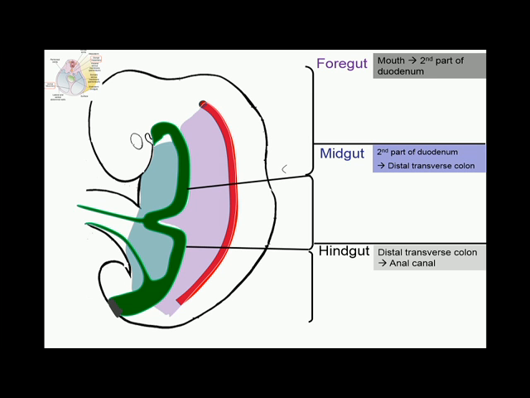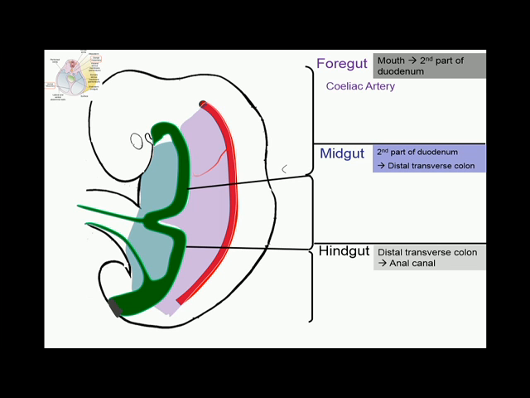So ascending colon developed from what? Yes? Midgut. So up to the distal transverse colon is midgut. So ascending colon, cecum, appendix, they are all developed from the midgut. Okay? Right.